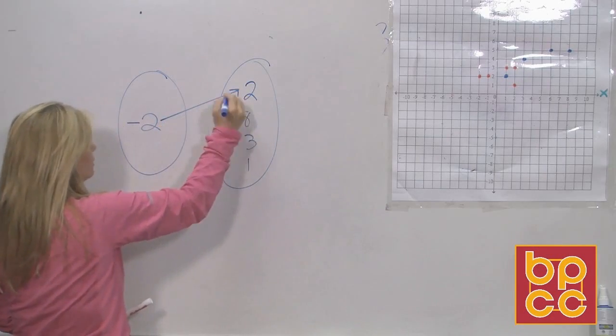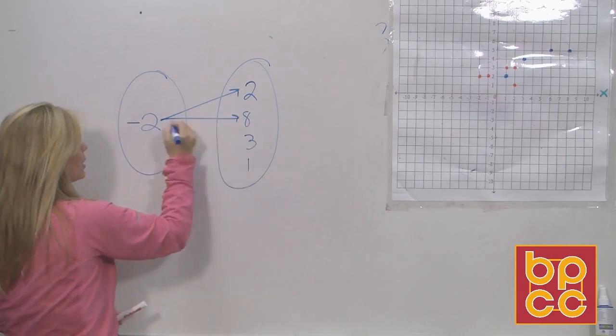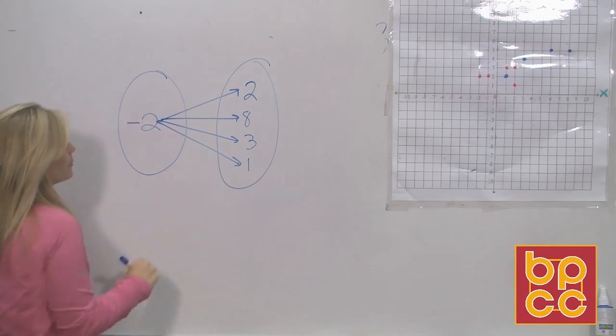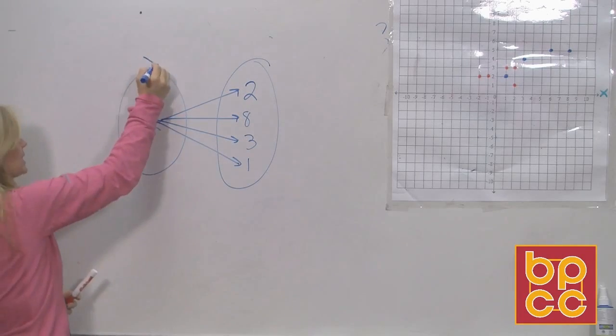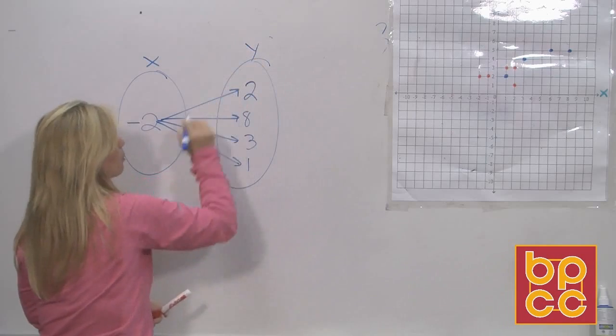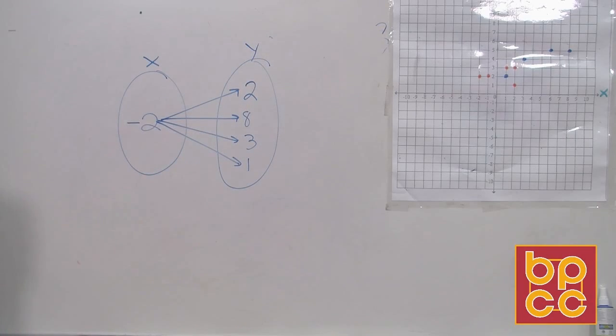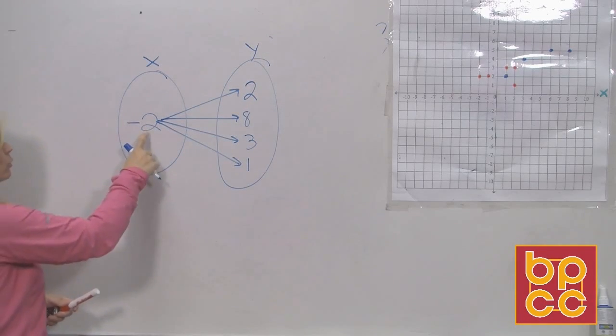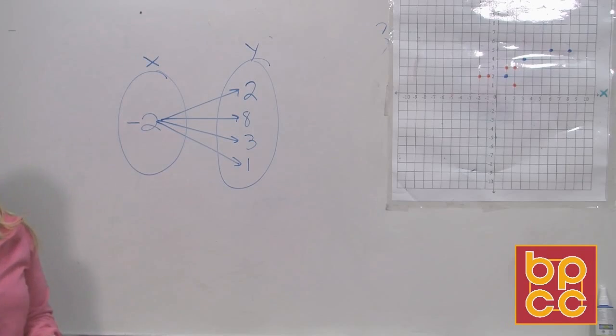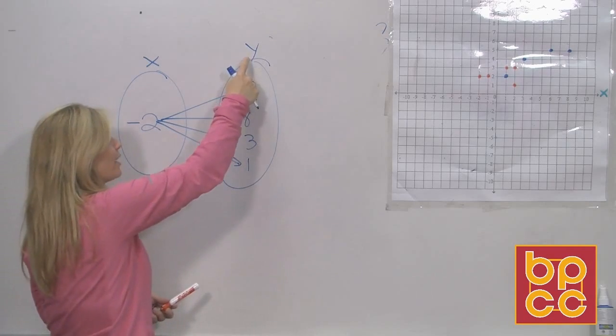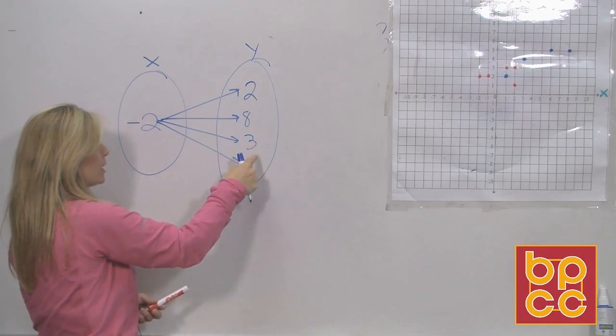And the arrow's pointing. Okay, the first bubble represents the x's, and the second bubble represents the y's. So you could tell me the domain. What's the only x value? -2. You could tell me the range. Well, the y values are 2, 8, 3, and 1.